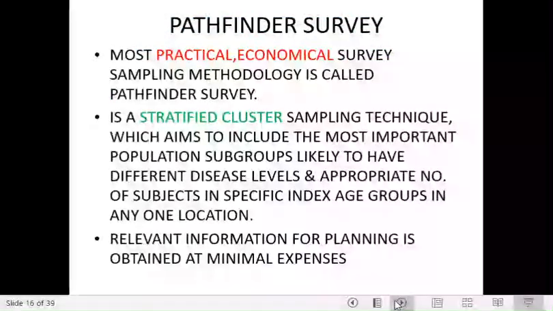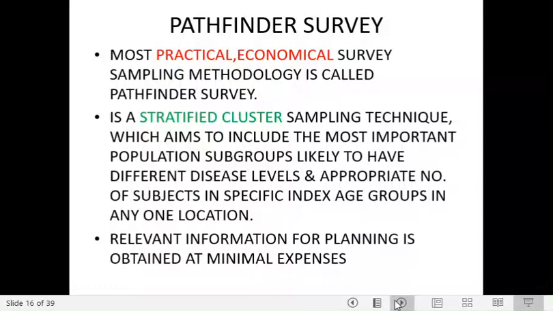So what actually is a Pathfinder survey? It is the most practical economical survey sampling method. Practical meaning it is quick, it is standardized and it is economical. Why? Because we are doing a stratified cluster sampling method.